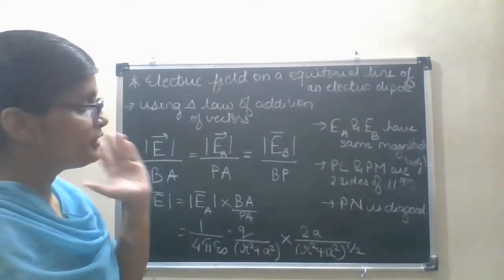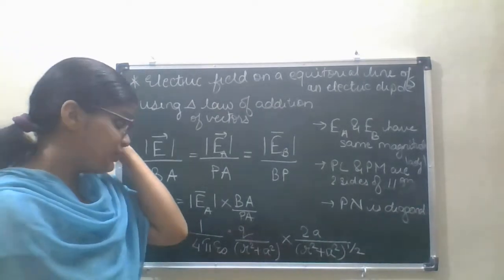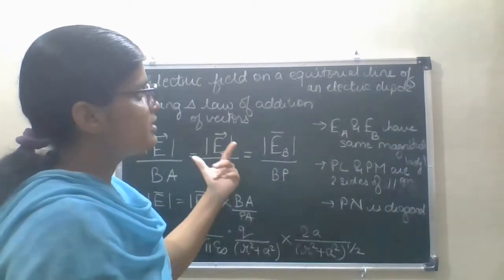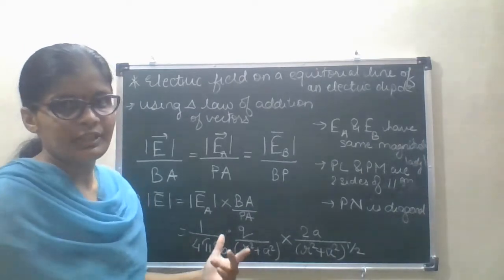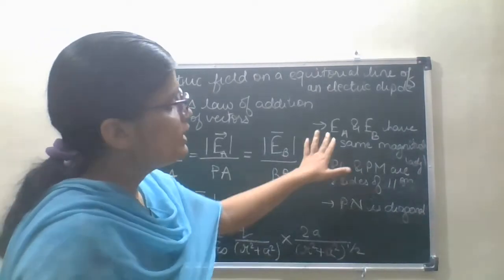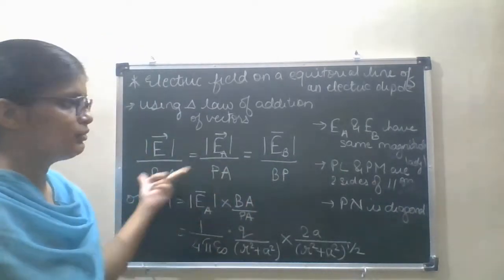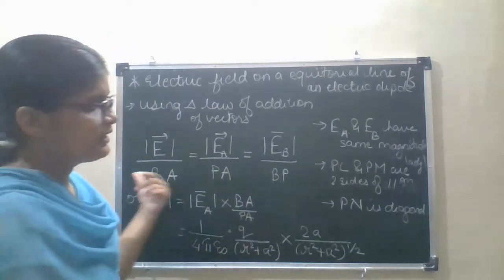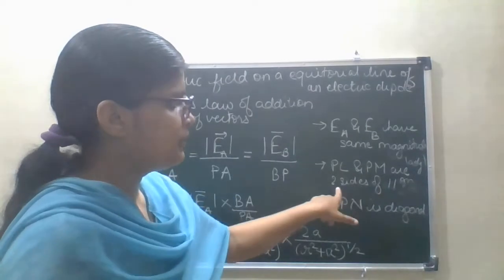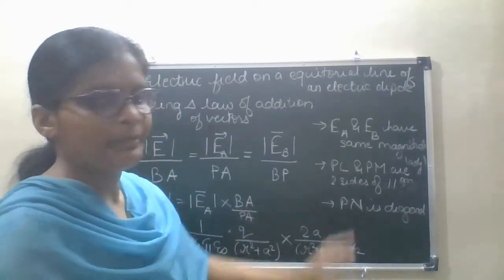So what are the things we must consider, or which must be clear while discussing this equatorial line equation of the electric dipole? First thing, EA and EB have the same magnitude, so we took this equal sign over here. Next thing, PL and PM are the two adjacent sides of the parallelogram.